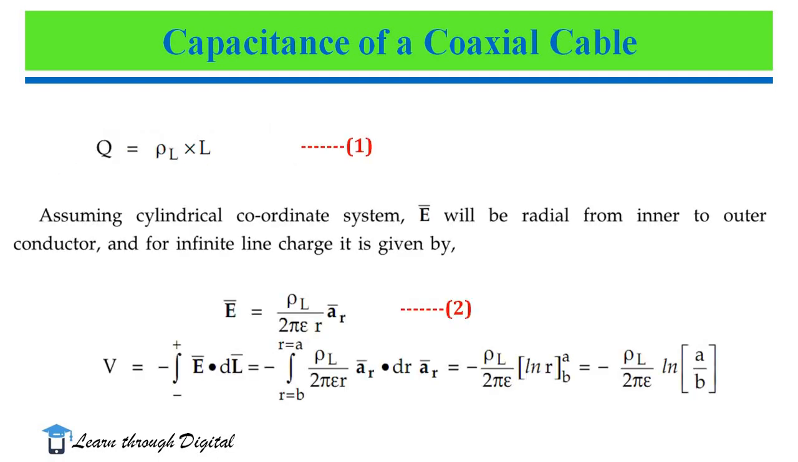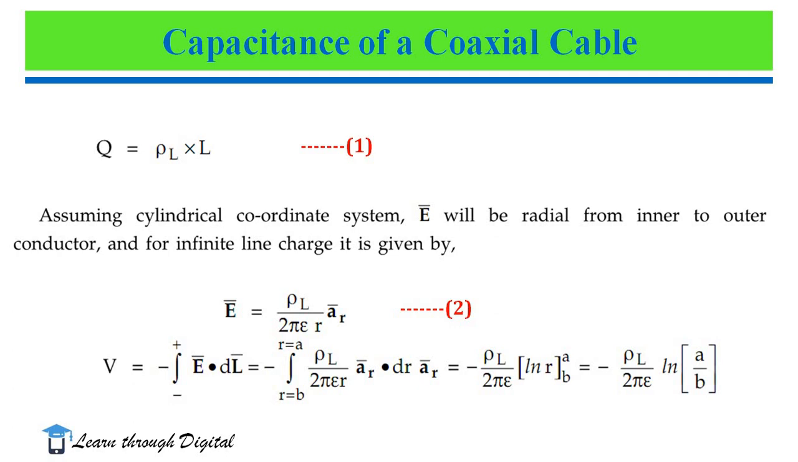So in this method, first we write the electric field intensity. From Coulomb's law, we find the electric field intensity for the corresponding configuration. After that, we find the potential difference with the help of the relation V is equal to minus line integral from minus to plus of E vector dot dl vector. From this relation, we find the potential difference. So this is the way to calculate potential. In this case, we consider Q is equal to rho L into length.